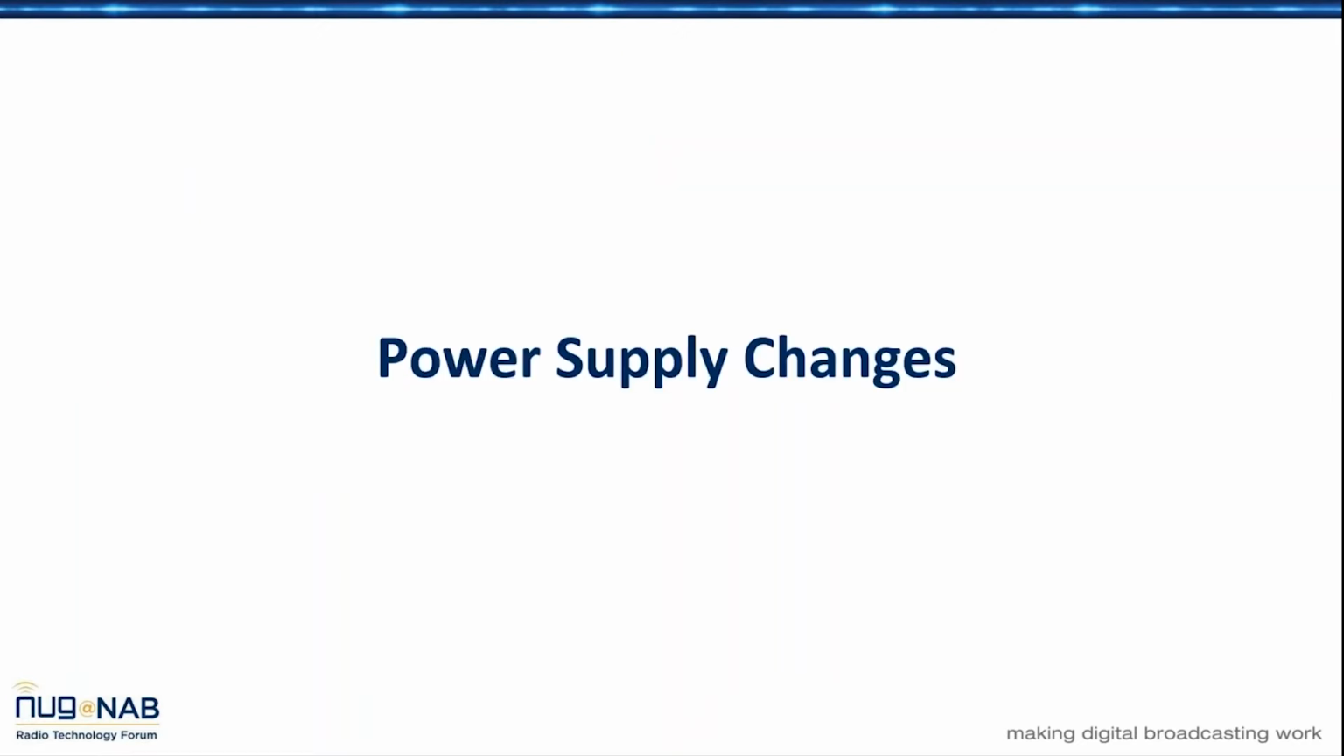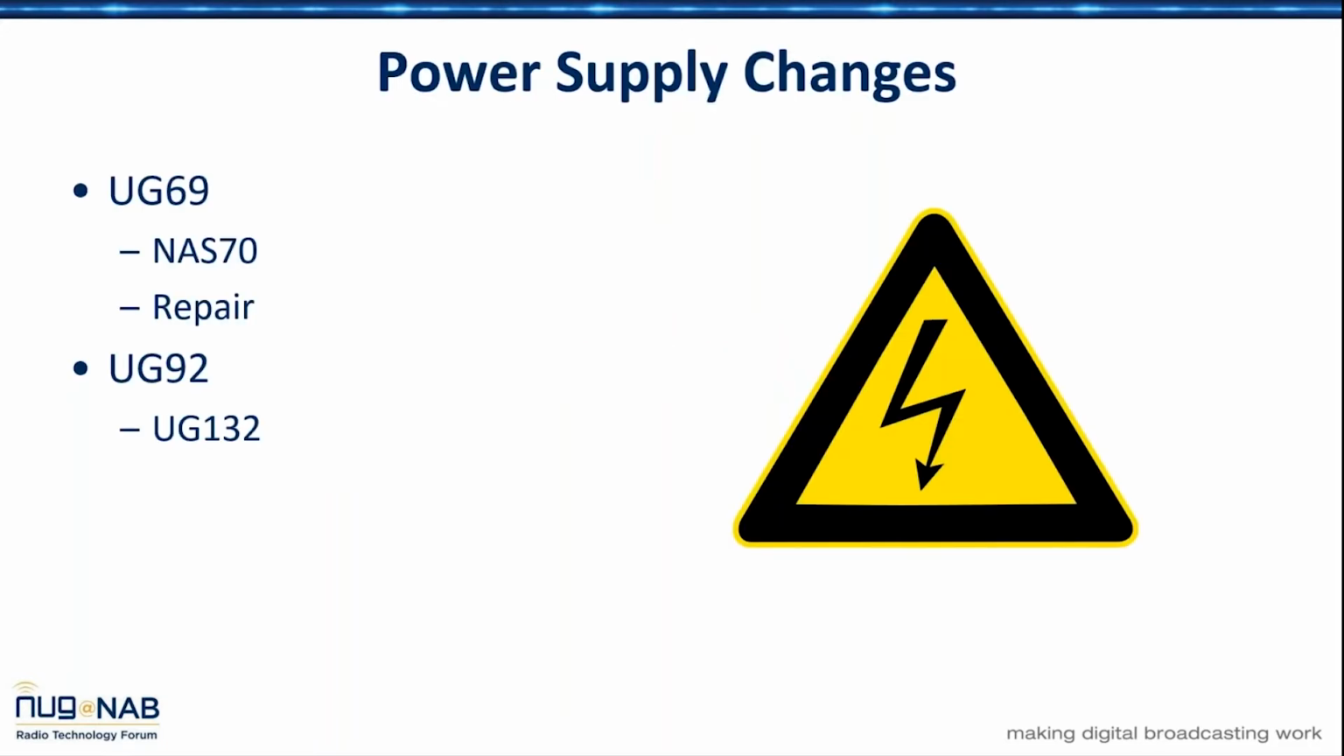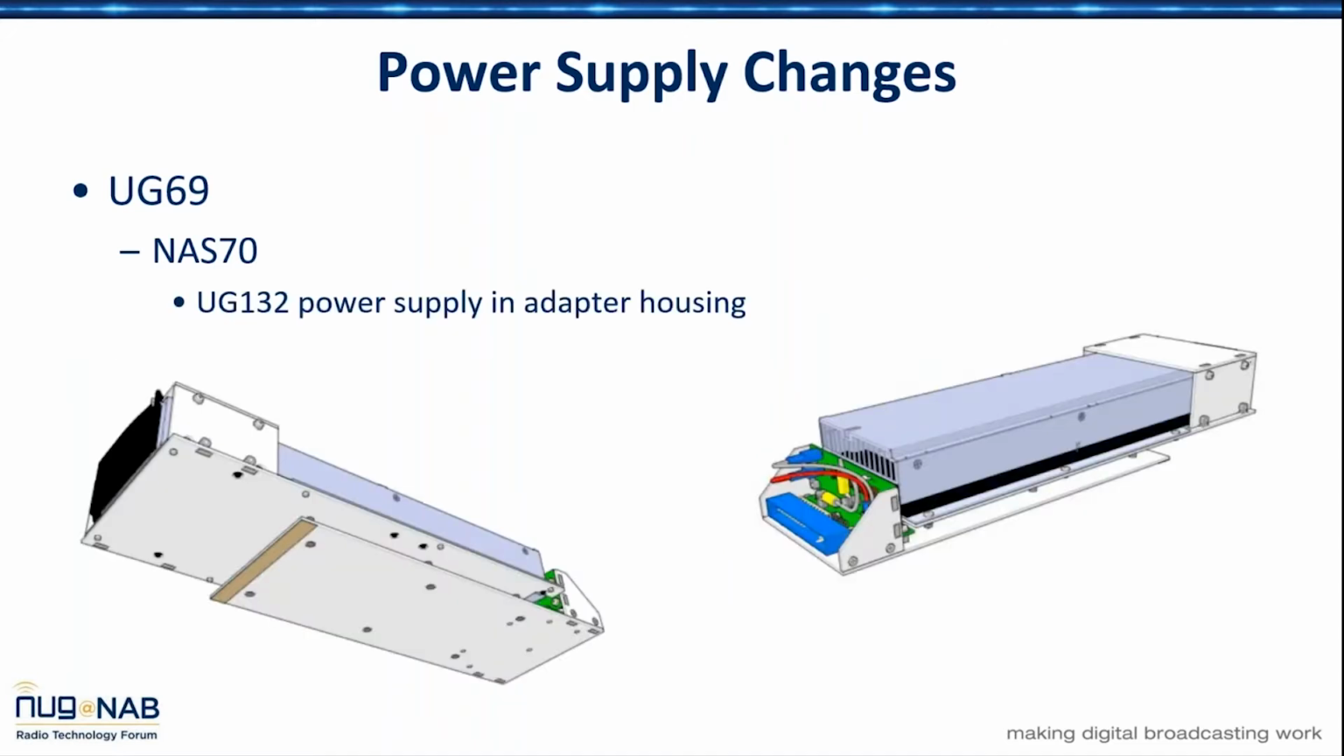So the hot ticket item is our power supply changes. So things that have changed, the UG69 series power supplies, those are used in VS and NV. And then there's some changes to the UG92 power supplies that are used in the NVLT and GV transmitters. So for UG69, the company that made them is no more. The UG69 is dead. Long live the UG69. So we have an adapter assembly that uses the UG132 series power supply. So its part number is NAS70. That comes as a kit, so it's the housing and the power supply all as one.